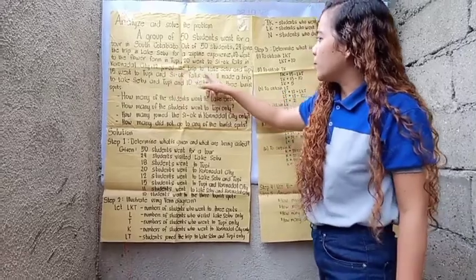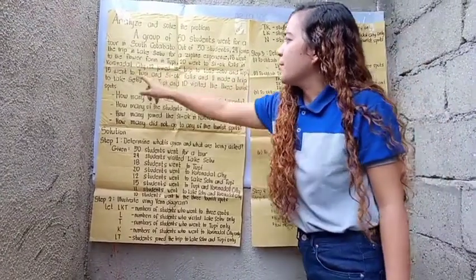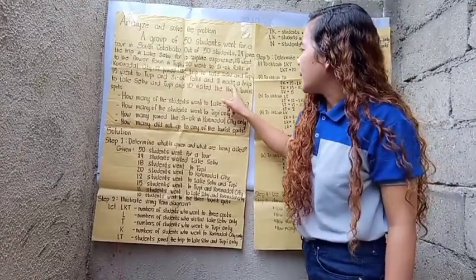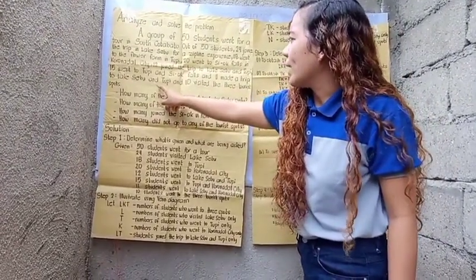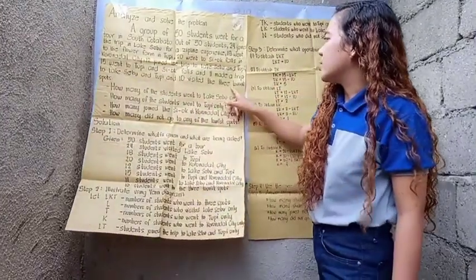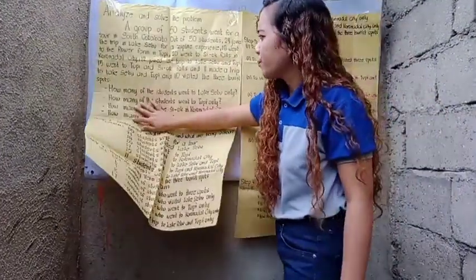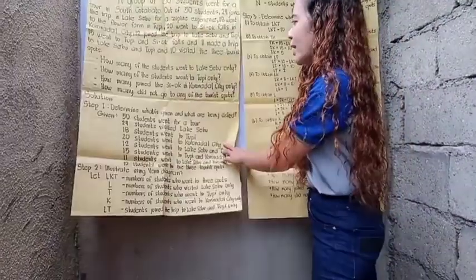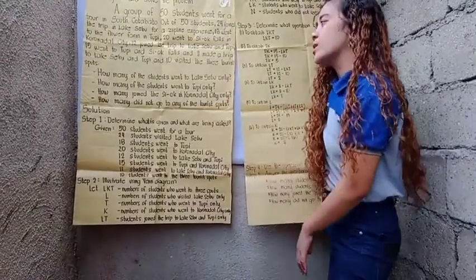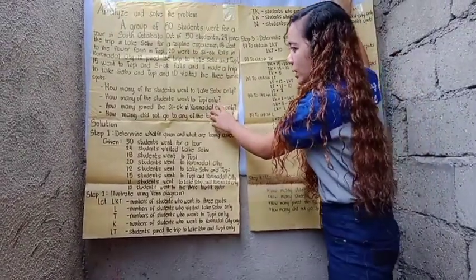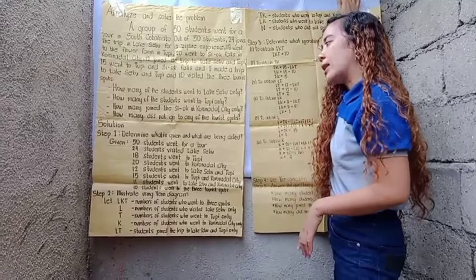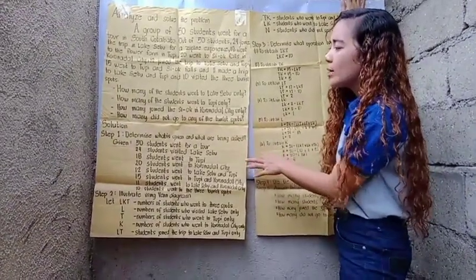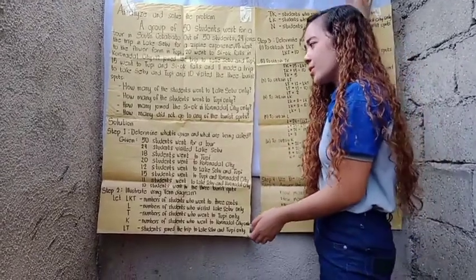12 joined the trip to Lake Cebu and Tupay. 15 went to Tupay and Siok Falls, and 11 made the trip to Lake Cebu and Coronadal City, and then 10 visited the 3 tourist spots. So here are the questions. How many students went to Lake Cebu only? How many students went to Tupay only? How many joined the Siok Falls in Coronadal City only? And how many did not go to any of the tourist spots?